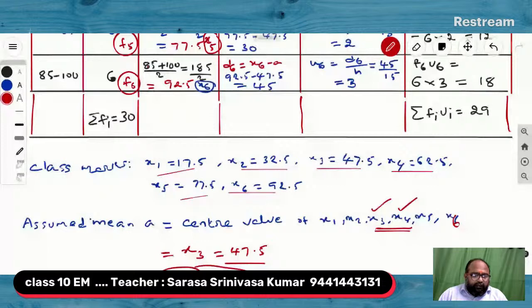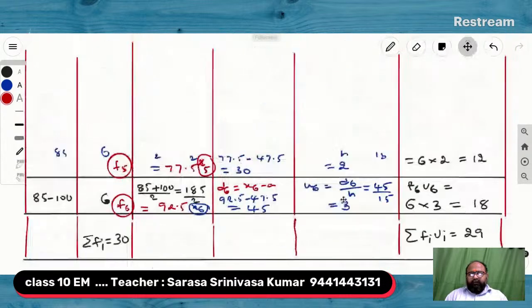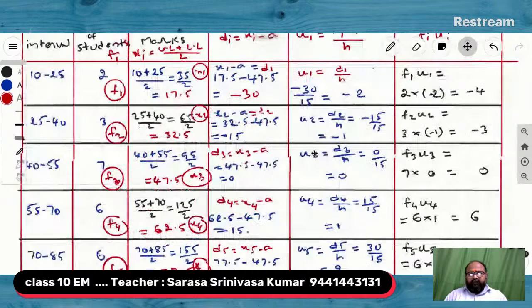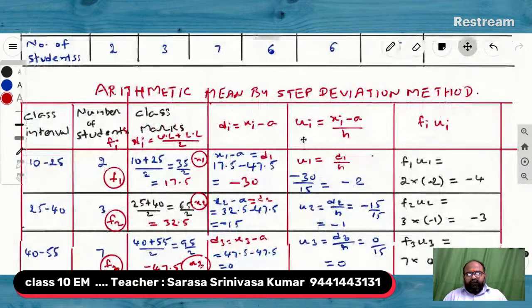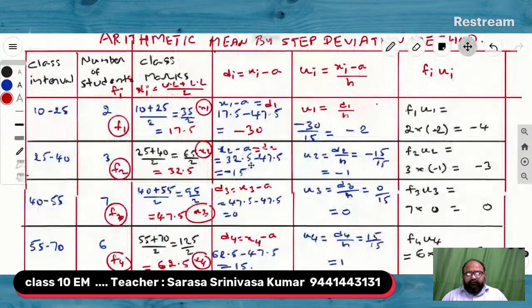Here I have taken x3. If you want to check it, you can take the assumed mean equal to x4, that is 62.5, and you can solve the problem. Now, the assumed mean is 47.5. After taking the assumed mean equal to 47.5, now we find the deviations.